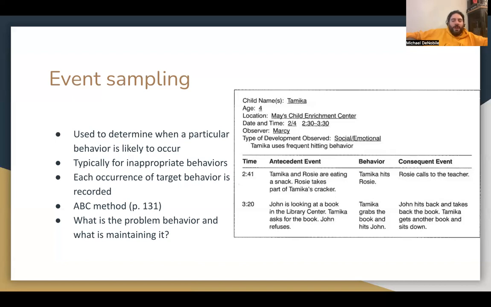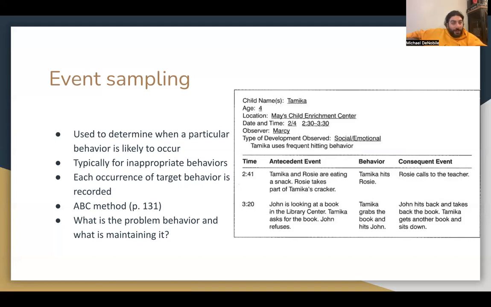Tamika asks John for the book. John refuses to give Tamika the book, and so it looks like Tamika interprets this to mean that John is slighting her, and therefore she hits him with the book. So John hits back, and then Tamika finds another book and sits down. So it has nothing to do with the book itself.